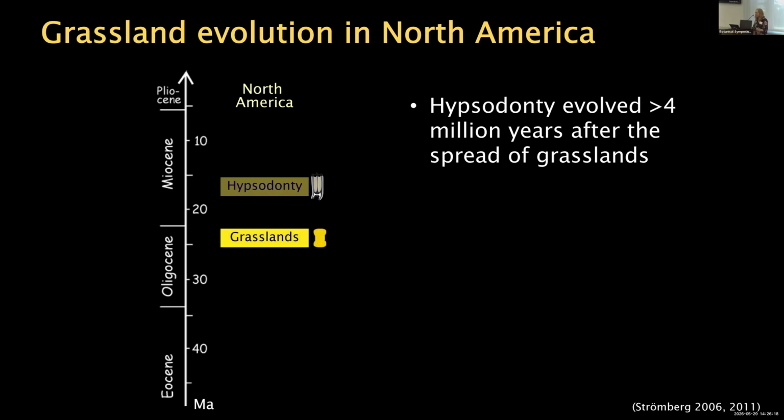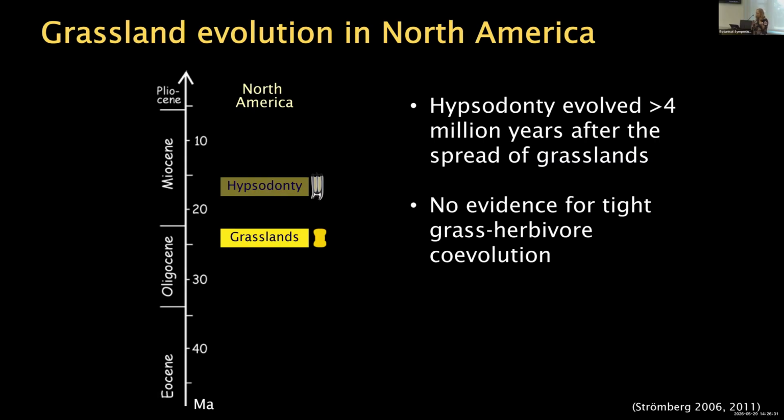So a working hypothesis now is that this shift in wintertime rainfall seasonality is maybe what contributed to this ecological change. Okay, so if we then compare this timeline for grassland evolution in the Great Plains with the evolution of hypsodonty, we see that there was a lag of several million years. And so there was not this tight coevolution between grasses and herbivores. And so this is a little bit perplexing, perhaps.